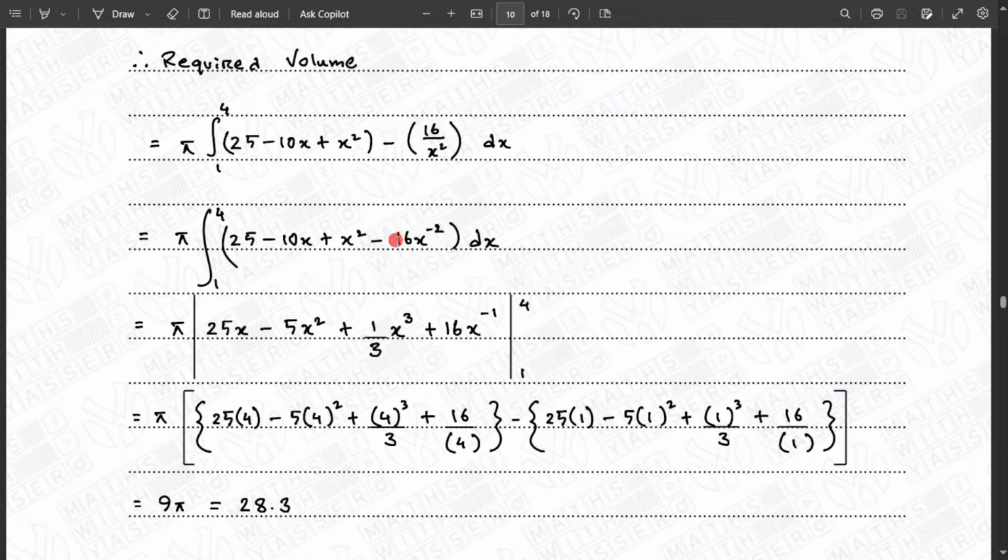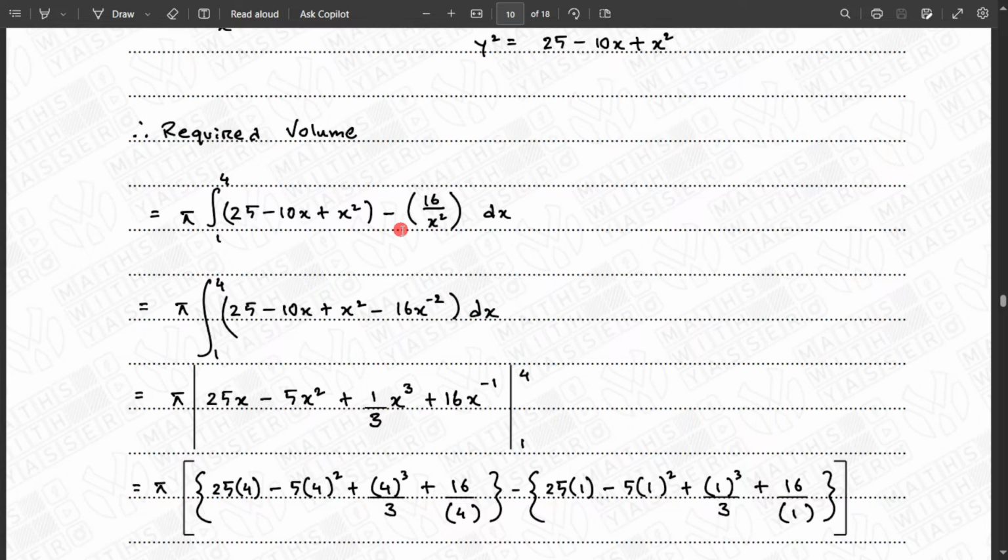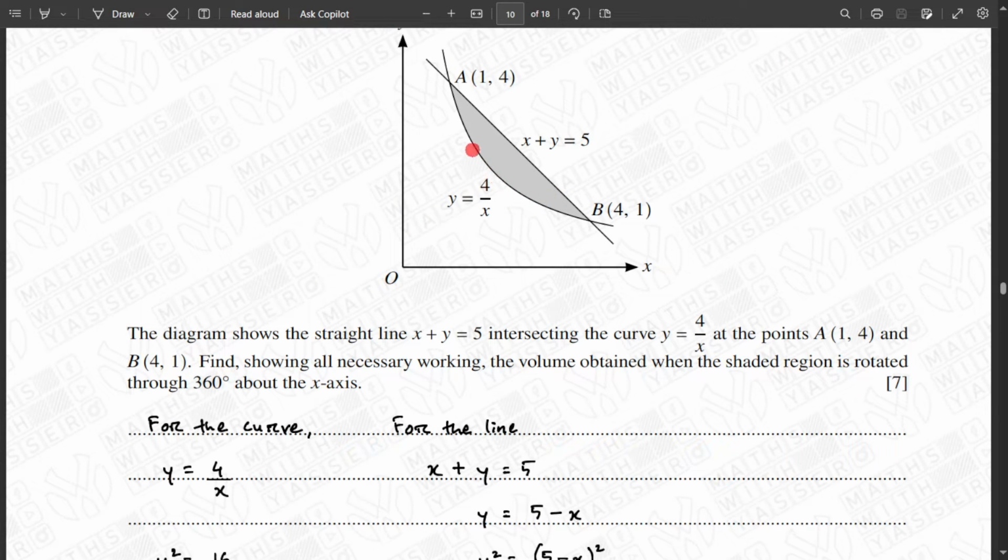So basically we are taking away the volume that will get generated by the line, and we are taking away the volume that will get generated by the curve, below the curve. Then only we will be left with the volume of the shaded region when it is rotated 360 degrees about the x-axis.